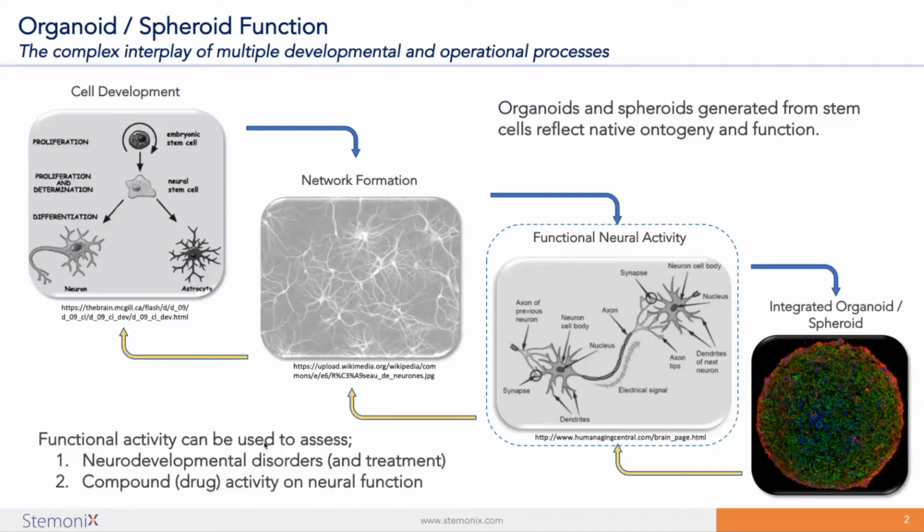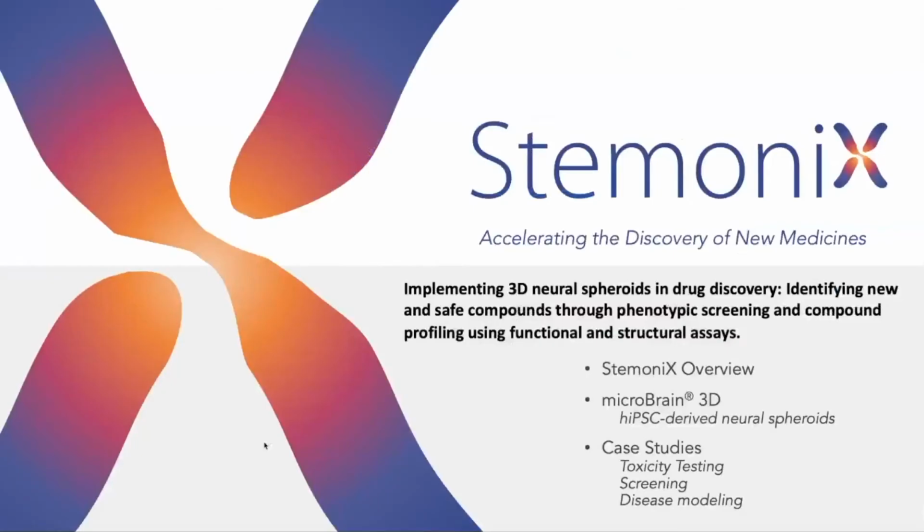And that's really what we're going to talk about today in this half of implementing 3D neural spheroids in drug discovery. What I'll take you through is 3 separate pieces: a very broad basic overview of StemoniX, an overview then of the microBrain 3D, these are human iPSC-derived neural spheroids, and then last but not least, 3 different case studies looking at how the spheroids can be implemented in conjunction with the Molecular Devices technology to look at toxicity testing, screening as a whole, and then disease modeling.